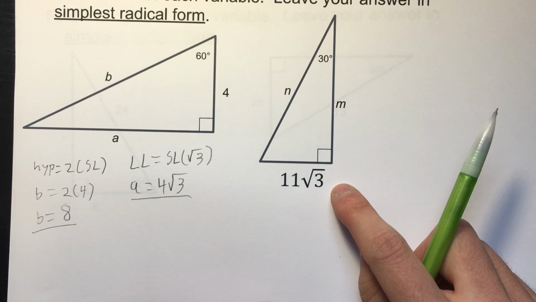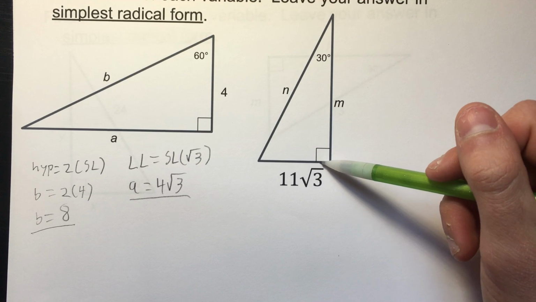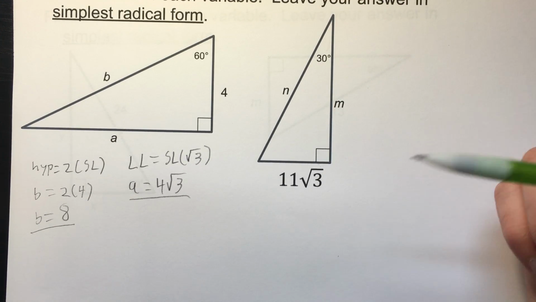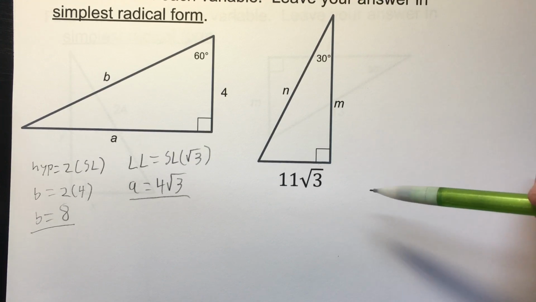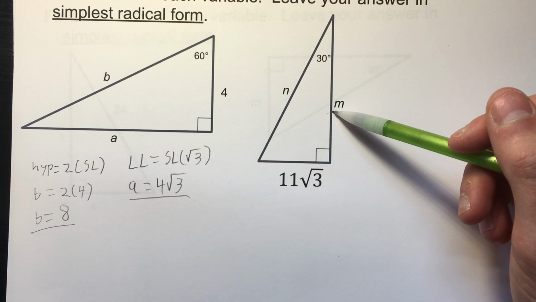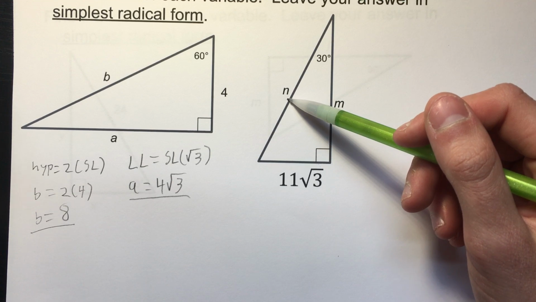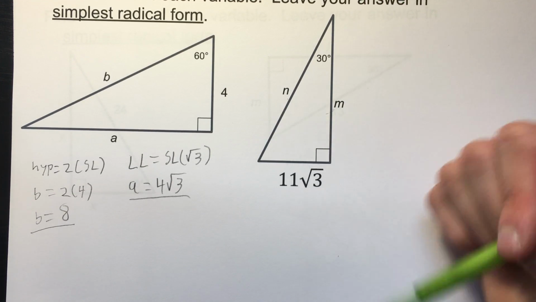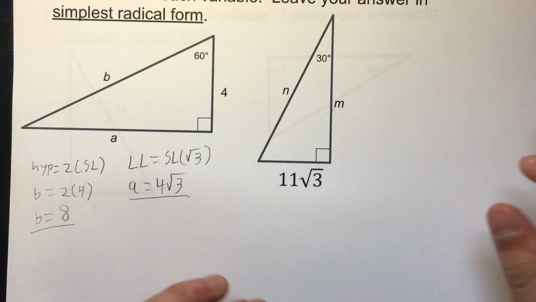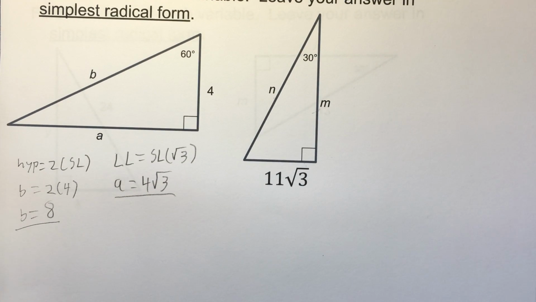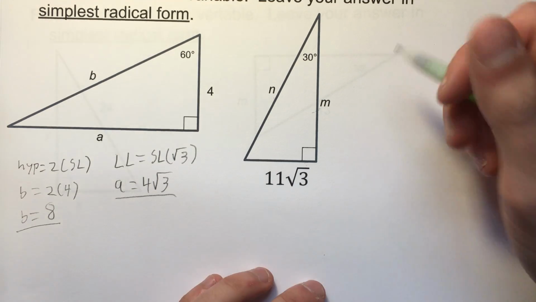Now let's look at this one. We have our shorter leg equal to 11 root 3. So try and pause the video, see if you can get it on your own. If you got an answer of 33 for M and 22 root 3 for N, then you're all set and you can fast forward through the explanation. If you didn't get those answers, follow along with me and copy it into your notes as I do it.